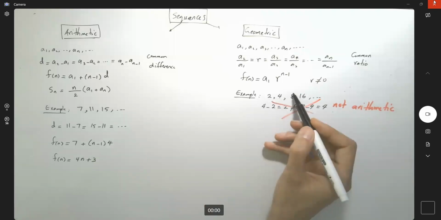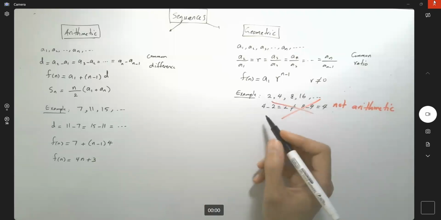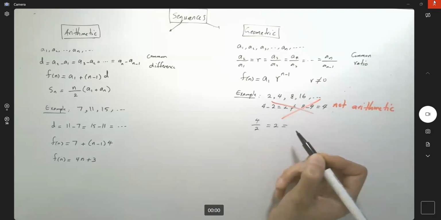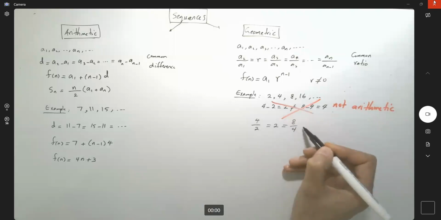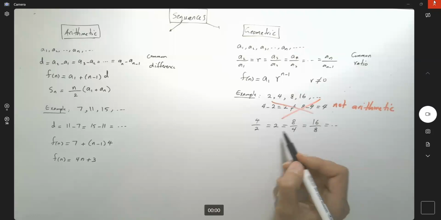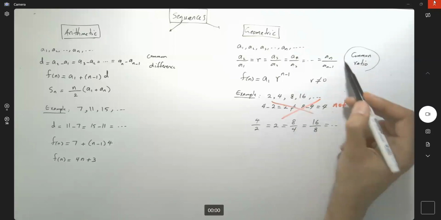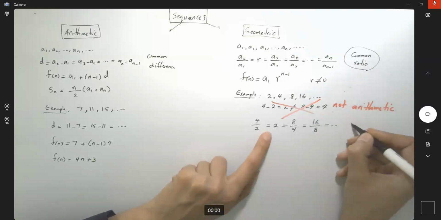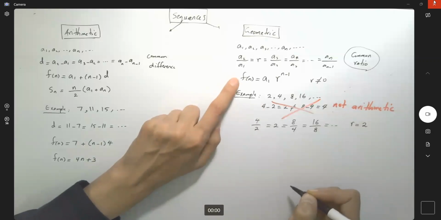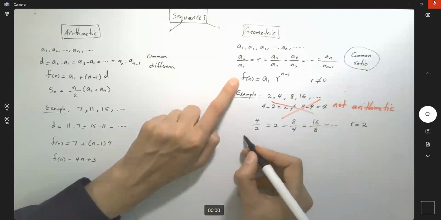4 divided by 2, 8 divided by 4, 16 divided by 8. So 4 divided by 2 is 2, which is the same as 8 divided by 4, which is the same as 16 divided by 8, and so on. So you have a common ratio. The common ratio R is equal to 2.